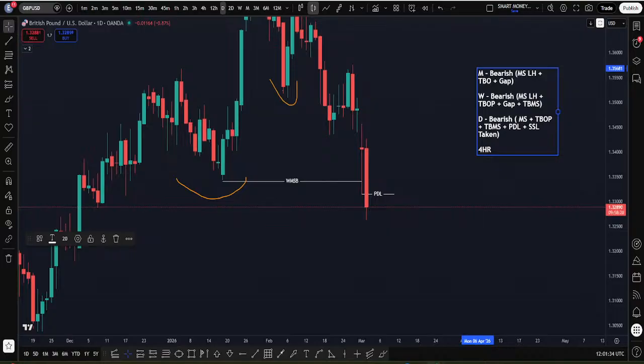Okay, so here's what I'm saying. At this moment, based on what I can see, just on the higher time frame, my higher time frame bias, watch this, is bearish. That's my higher time frame bias. See the difference between today and yesterday?